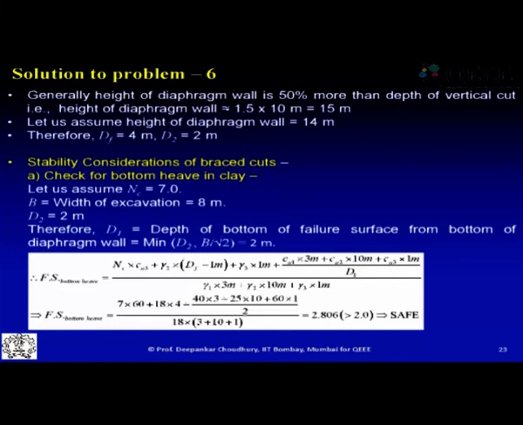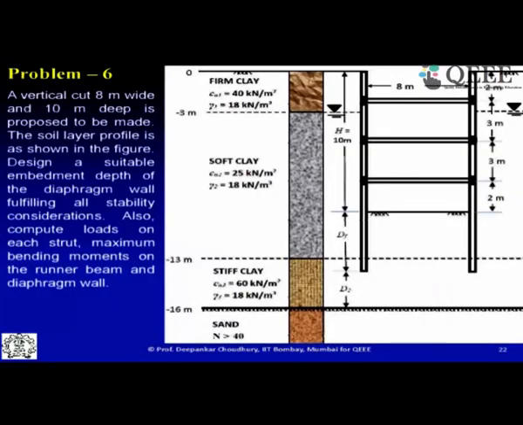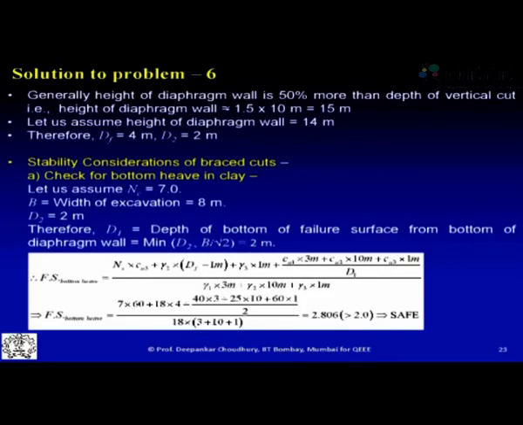So factor of safety against bottom heave comes out to be Nc times Cu3 in the third layer, then gamma 2 times (Df minus 1) in the second layer, and gamma 3 times 1 meter, that is your third layer. And this is the frictional component that is coming from all layers of the clay, that means from this layer, and from this layer and this one. So that's why it is mentioned over here, Cu1 times 3 meter, Cu2 times 10 meter, Cu3 times 1 meter divided by that influence distance of D1, which has been computed as the minimum of these two values.